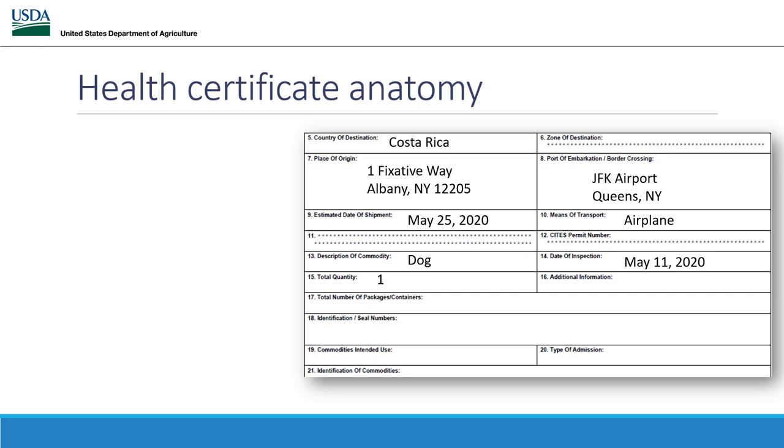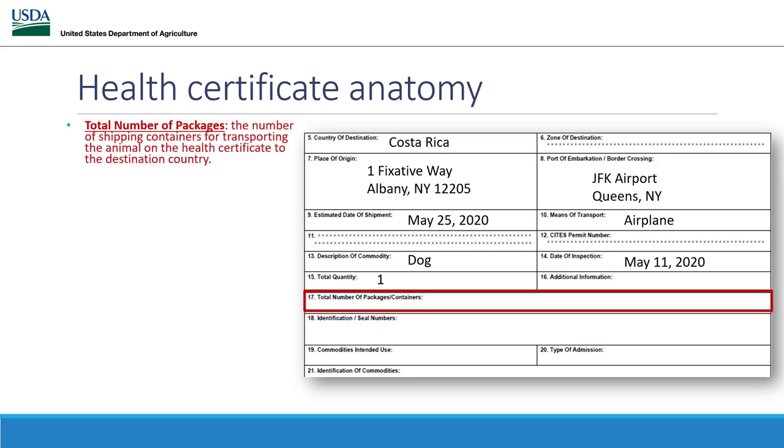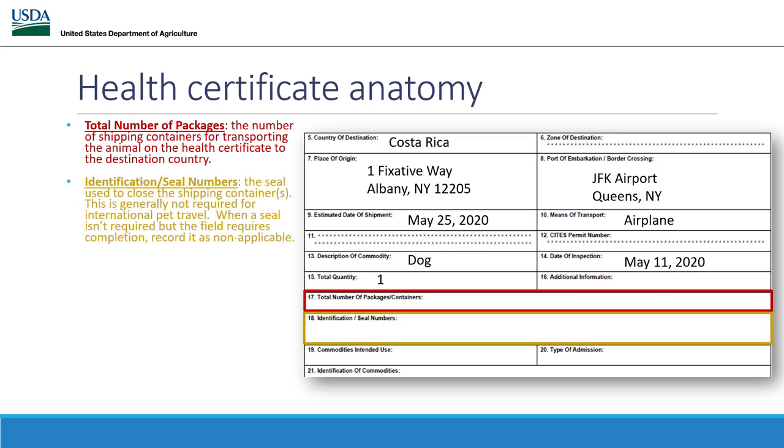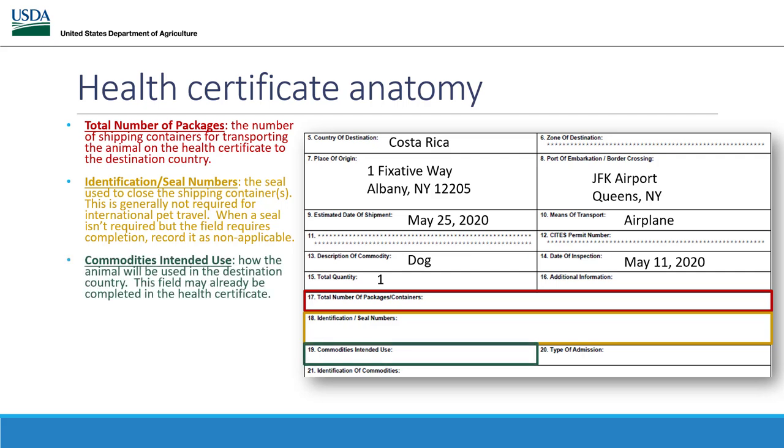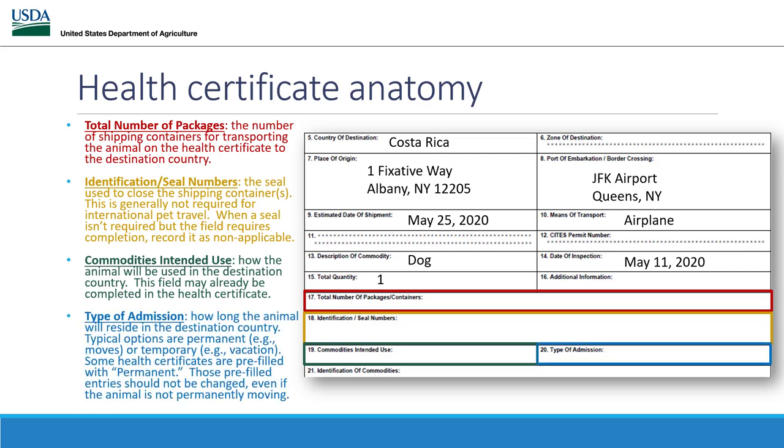The other fields that may be required to capture basic information about the animal's movement are the total number of packages, which is the number of shipping containers for transporting the animal or animals to the destination country, the identification or seal numbers, which are the seals used to close the aforementioned shipping container immediately prior to export, the commodity's intended use, which is how the animal will be used in the destination country, and the type of admission, which indicates whether the animal will be in the destination country temporarily or permanently.